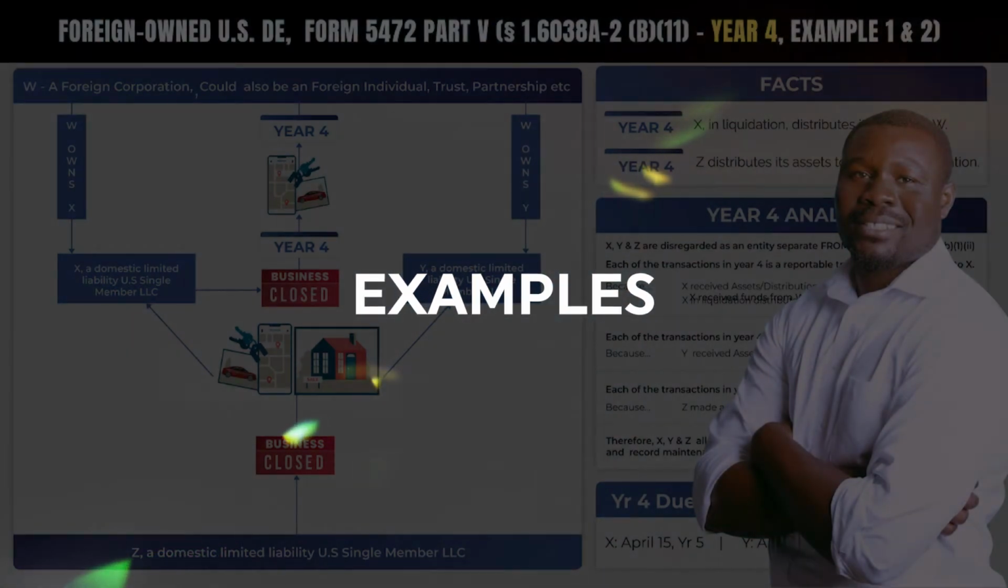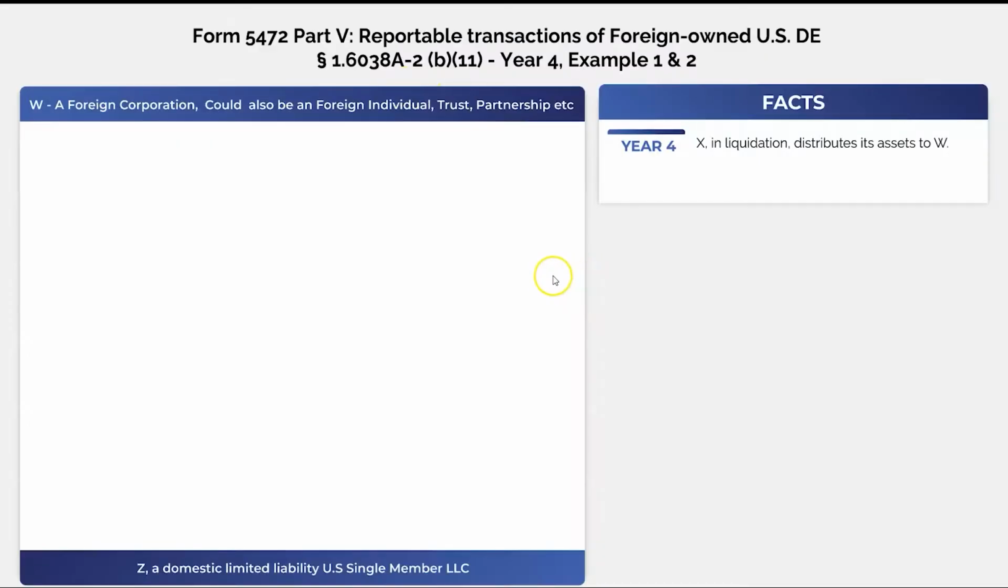Let's go to the flowchart and look at the examples. In these specific examples, we're going to focus on year 4. We combine example 1 and 2 together, so we're focusing on year 4. So let's start with the fact. I'm going to provide the fact, the analysis, and the conclusion.